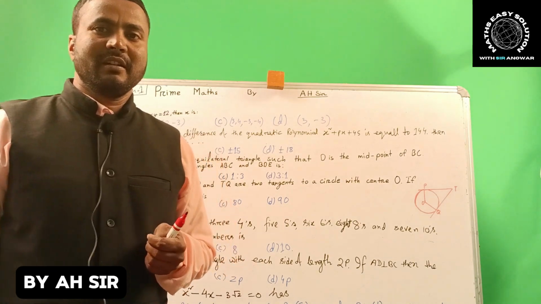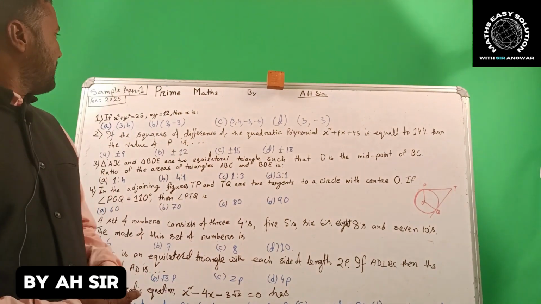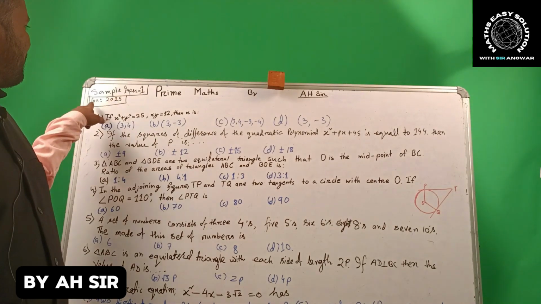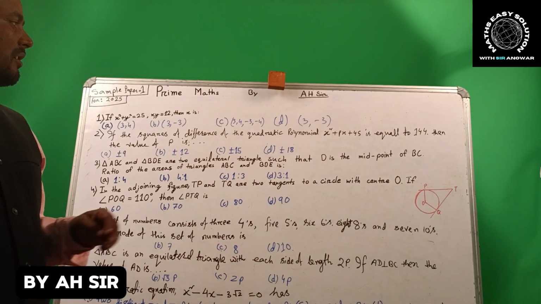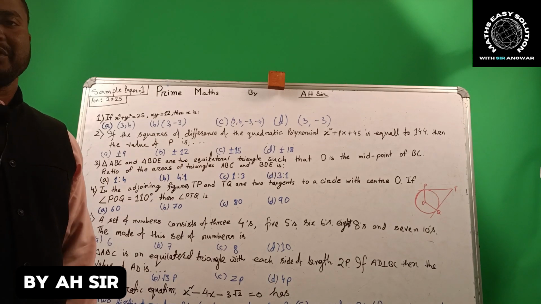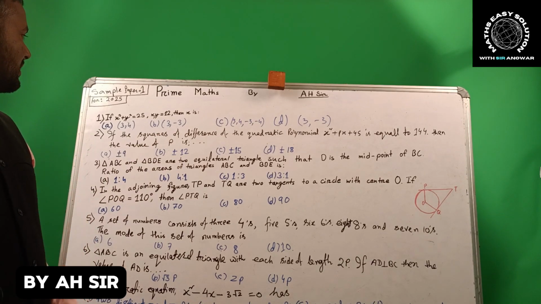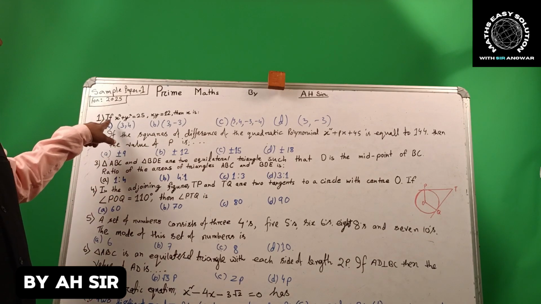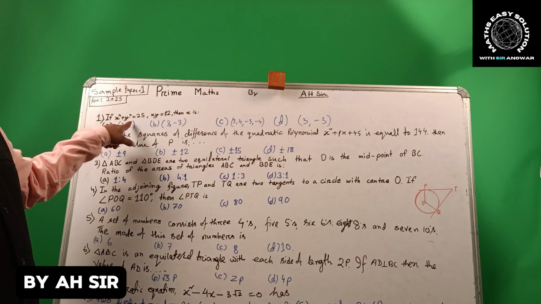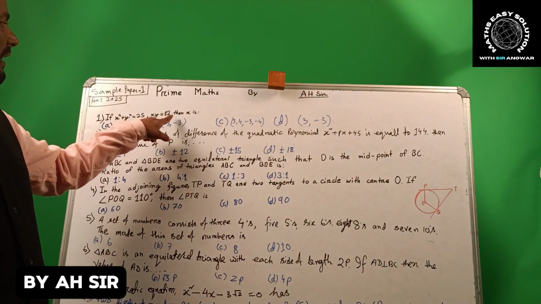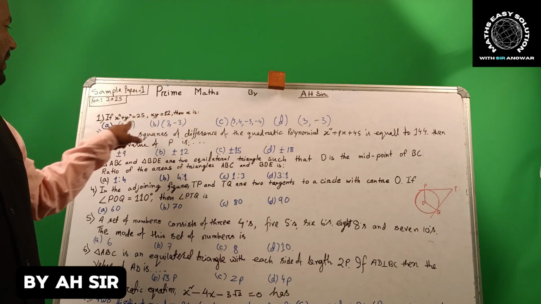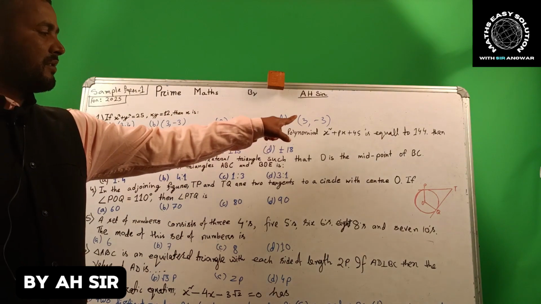So let's start the first sample question paper. Sample question paper 1 for 2025. As you see, it is MCQs. We have 20 questions. Let's start with those questions. First question, you see: if x square plus y square equal to 25, xy equal to 12, then x is equal to, these are the options.